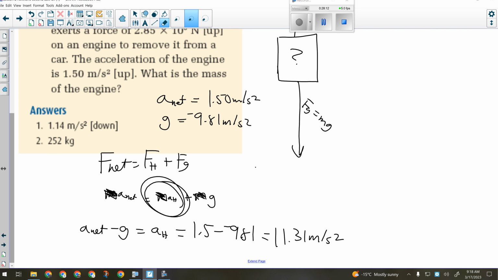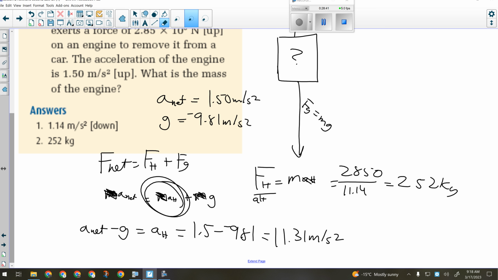Okay? So the force of the hoist equals mass times the acceleration of the hoist. So now I just bring the acceleration over here, and I calculate the mass. So 2,850 divided by 11.14, and I get 252 kilograms, which is like 600 pounds or so.